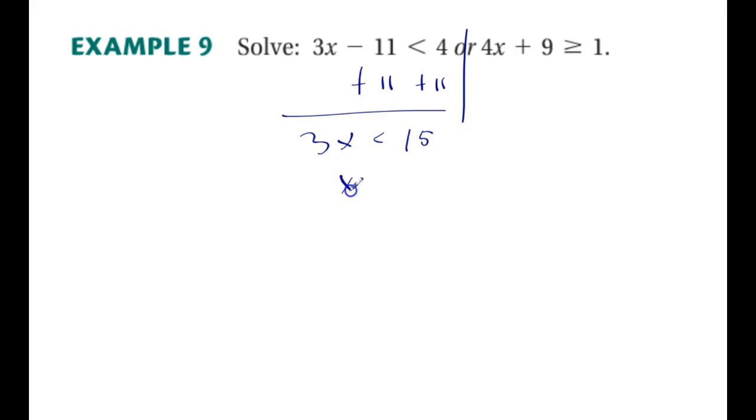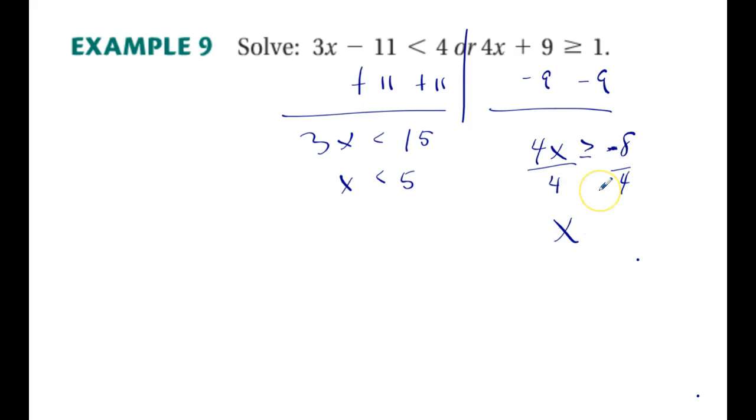I'll divide through by 3. Here, if I subtract off 9 from both sides, I get 4x is greater than or equal to negative 8. The mistake that students make here is they see a negative, so they think that I'm going to flip the inequality sign, but don't do that. It's only if you divide or multiply by a negative, and I'm just dividing by 4. So this inequality sign stays the same.